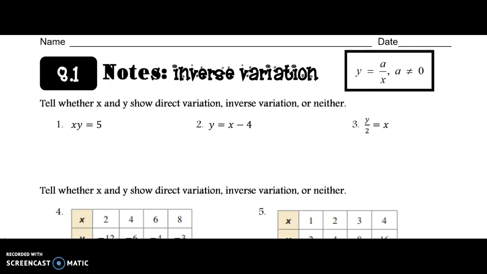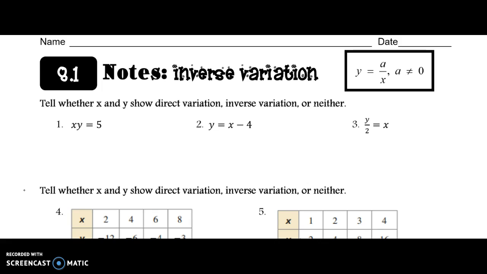Today's notes are 8.1, inverse variation. Inverse variation looks like this: y equals a divided by x. So when y is by itself, on the other side you should have something divided by x. That is inverse variation. So for 1 through 3, we need to figure out whether it's direct variation, inverse variation, or neither. We're going to do this by solving for y, getting y by itself on one side, and comparing it to what we have up here.